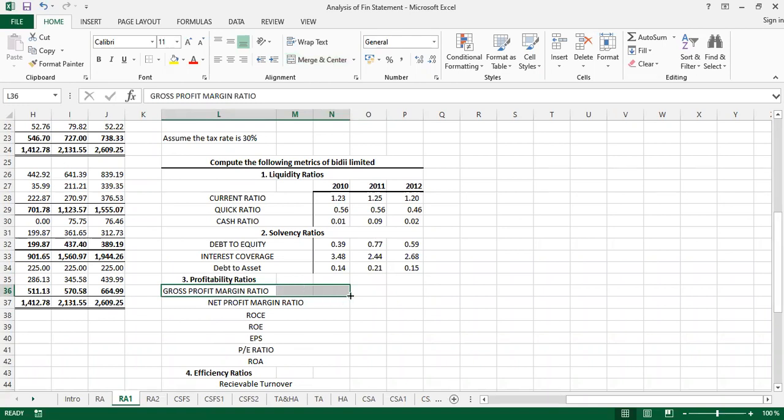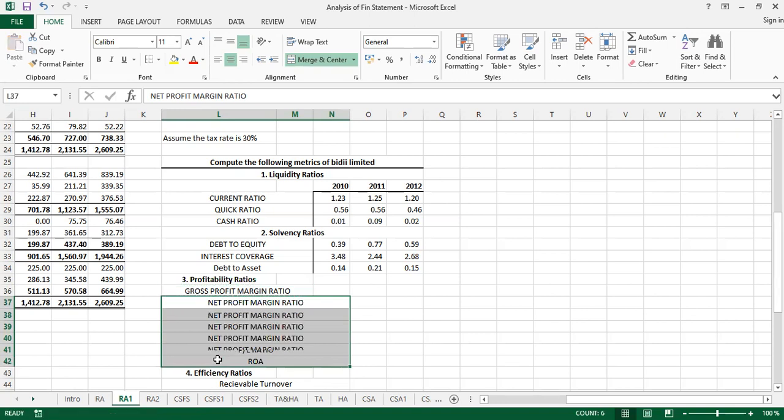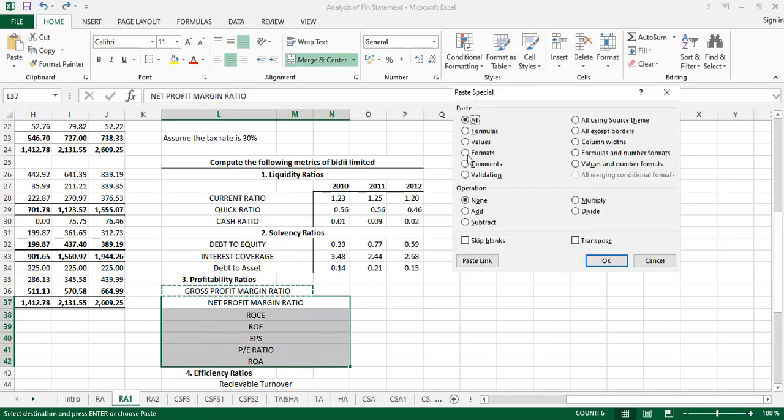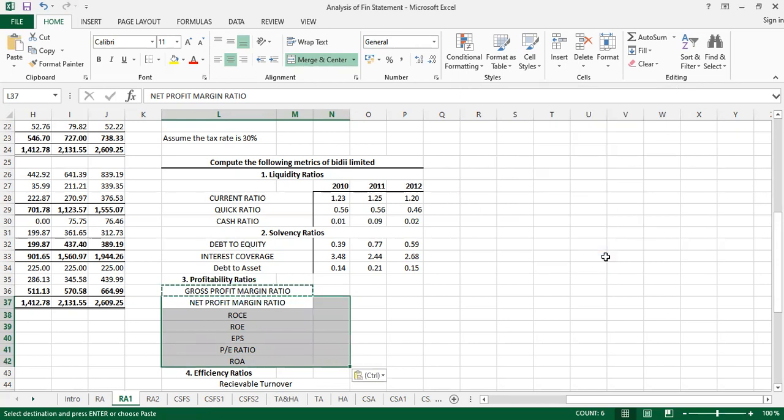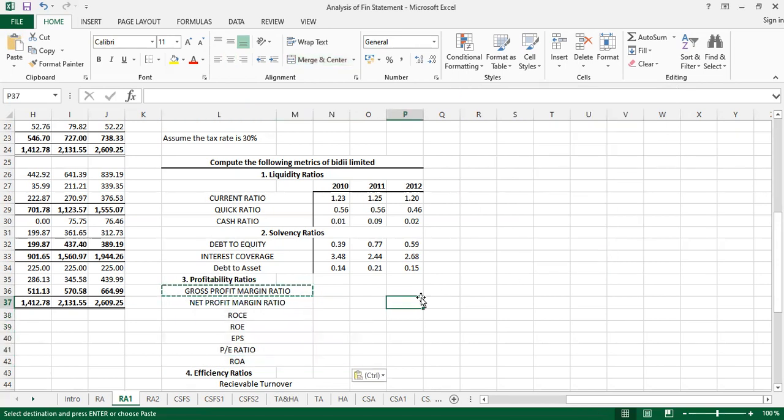Then I reduce here. Then I merge again. Then I do Control C, copy the merge, because from here going down is that way. Then I do Control Z to go back. I'll do Control Alt V. Then I do format. Then I do OK. It brings now the format, like we can start from here.